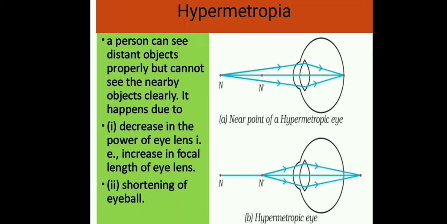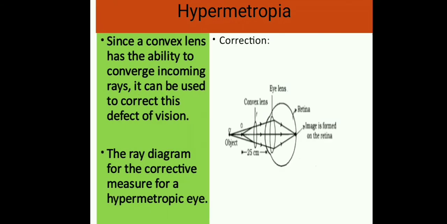In the diagram you can see clearly for the hypermetropic person, if the object is placed at the standard near point, then its image is formed beyond the retina, and if the object is placed at the near point of the hypermetropic eye, which will not be 25 centimeter but other than 25 centimeter, then its image will form on the retina. A hypermetropic eye has its least distance of distinct vision greater than 25 centimeter.